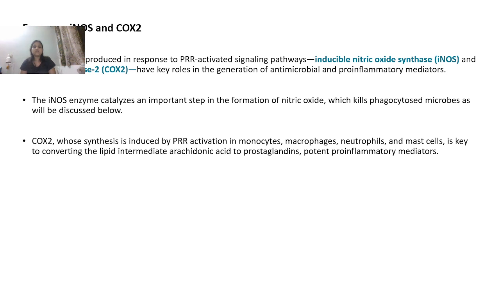So COX-2 is another enzyme which is produced by PRR, and it is induced by the PRR or the pathogen recognition receptors in monocytes, macrophages, neutrophils or mast cells, and they will convert the lipid arachidonic acid to prostaglandin, and prostaglandins are known to be pro-inflammatory mediators. So these are basically the innate immune proteins, these antimicrobial peptides, these enzymes, these chemokines, these cytokines, which are helping in producing the response and amplifying the response whenever there is any pathogen entry.